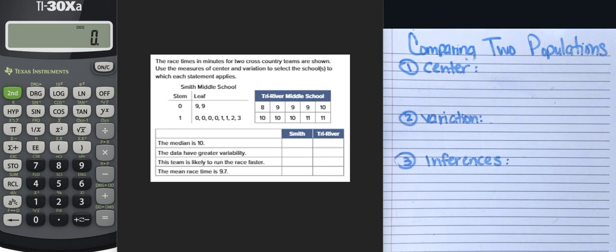All right, so we have another example where we're going to compare two populations. They give us the race time in minutes for two cross country teams that are shown below. We're going to use the measures of center and variation to select the schools to which each of the statements apply. So they give us the race times for Smith Middle School and for Tri River.